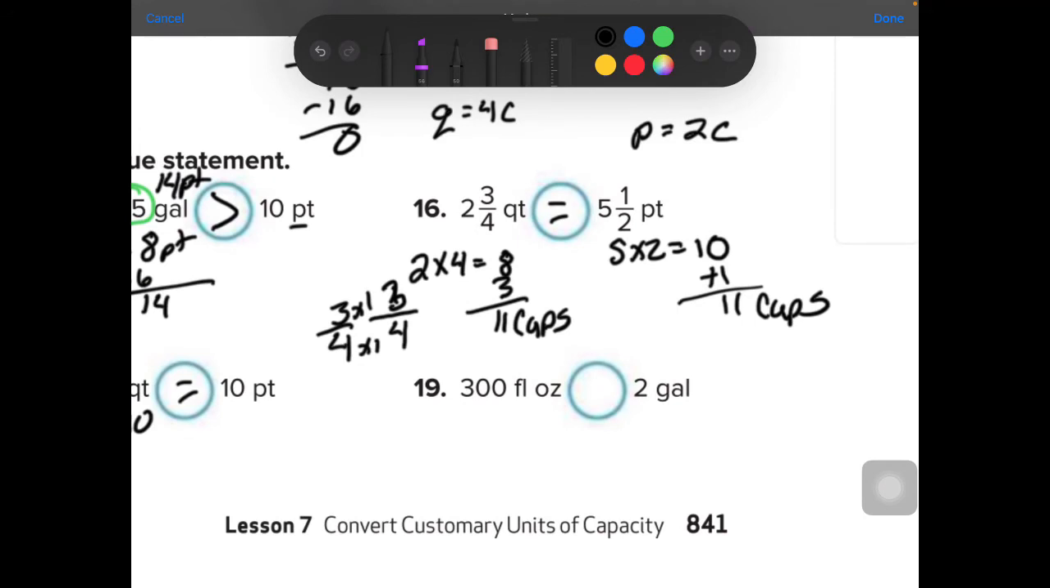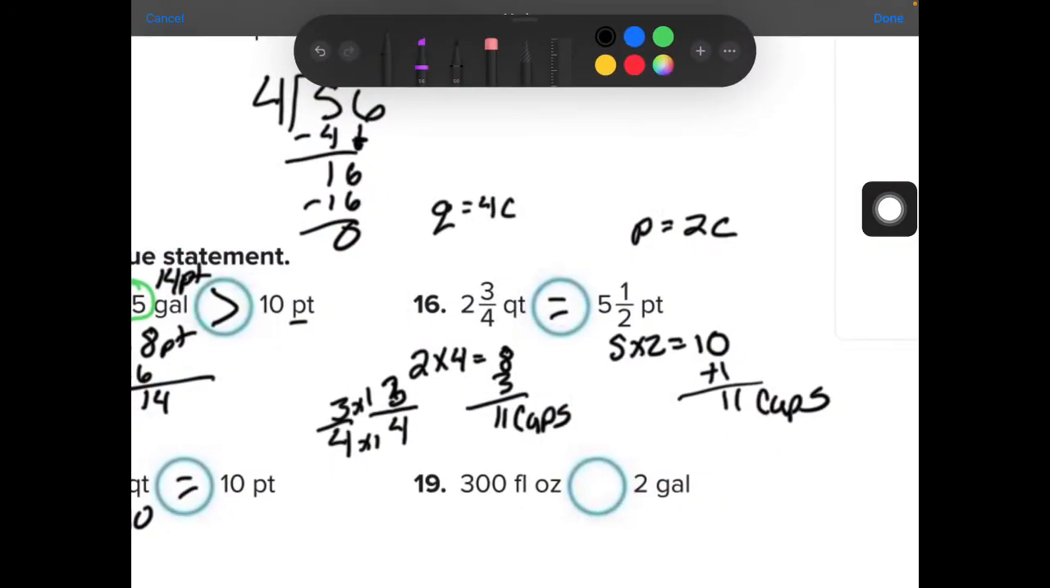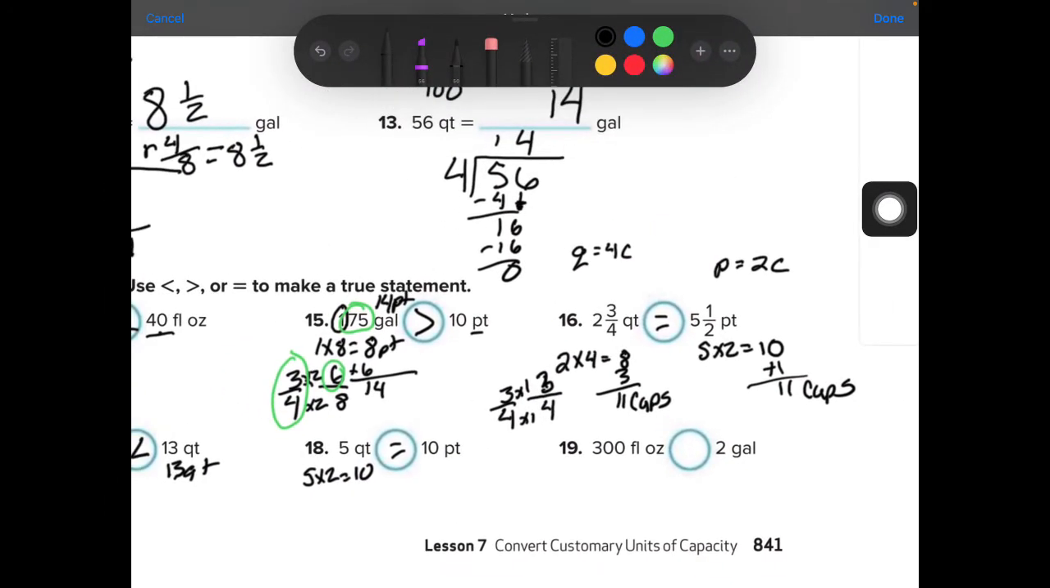All right, number 19. Ooh, 300 fluid ounces, what is greater or less than 2 gallons? Well, let's check. So fluid ounces, we have 1, 2, 3, 4, 5, 6, 7, 8, 9, 10, 11, 12, 13, 14, 15, 16. So we're doing gallons. For every gallon, there are 16 cups. And every cup is 8 fluid ounces. So we're going to multiply 16 times 8.